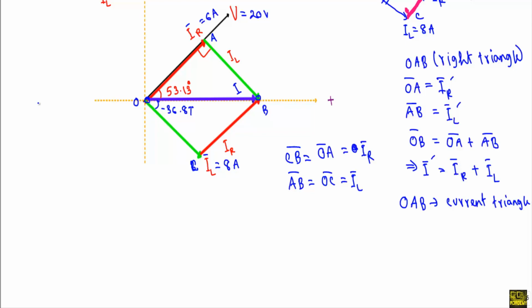Now look at the triangle OCB, as this is the opposite angle of this angle, so this will be 90 degree. So this will be a right triangle. In this right triangle, this OC is our inductive current phasor IL. This CB is the current phasor IR.